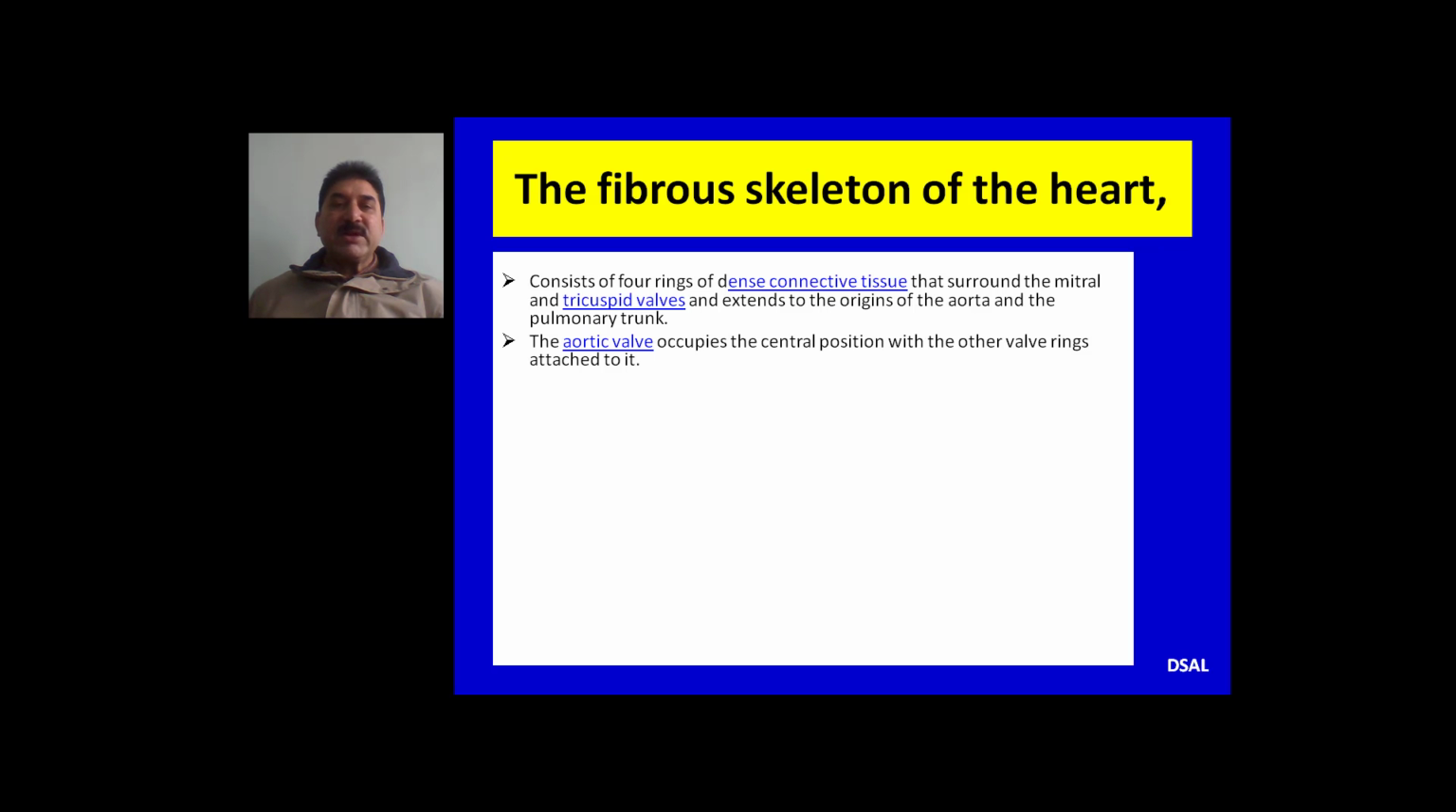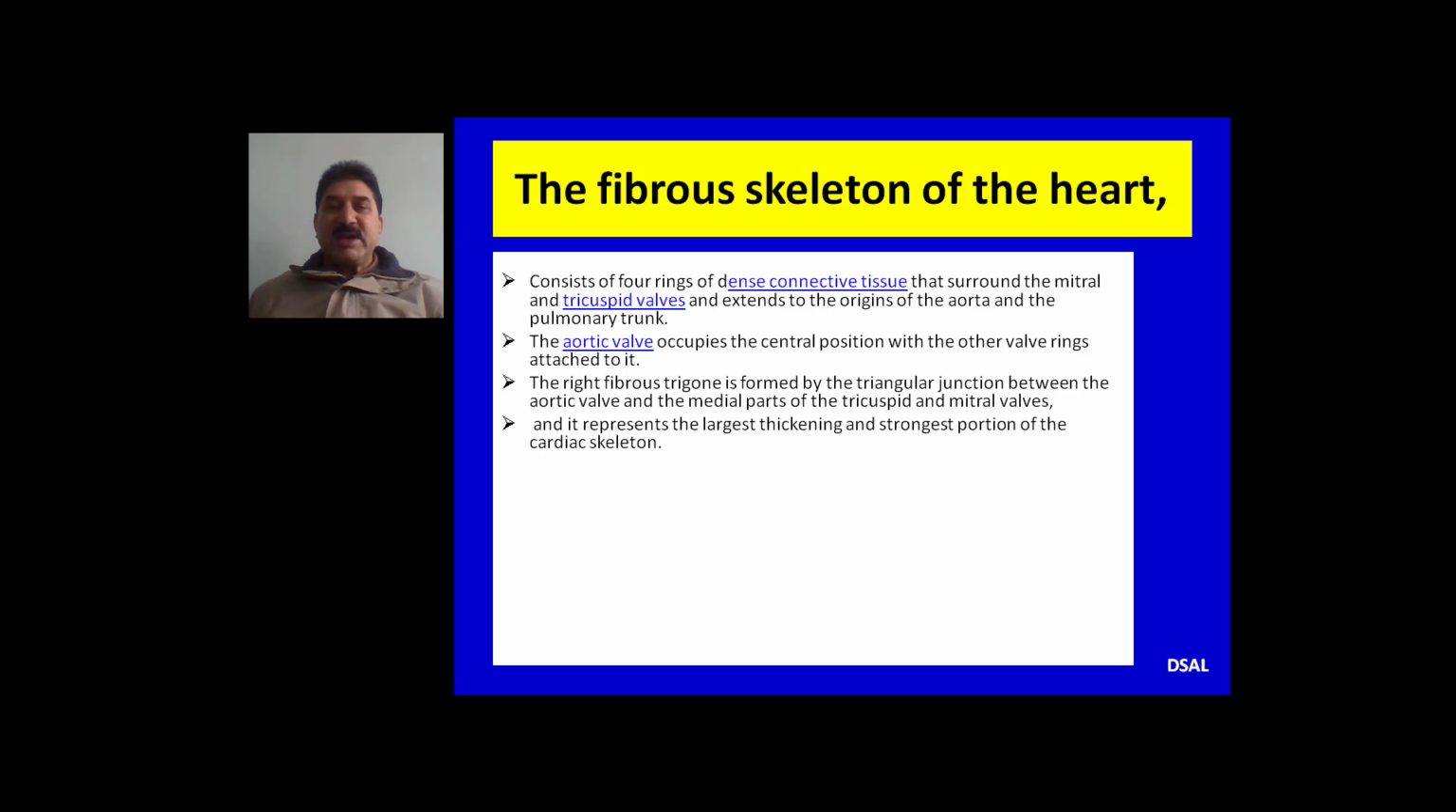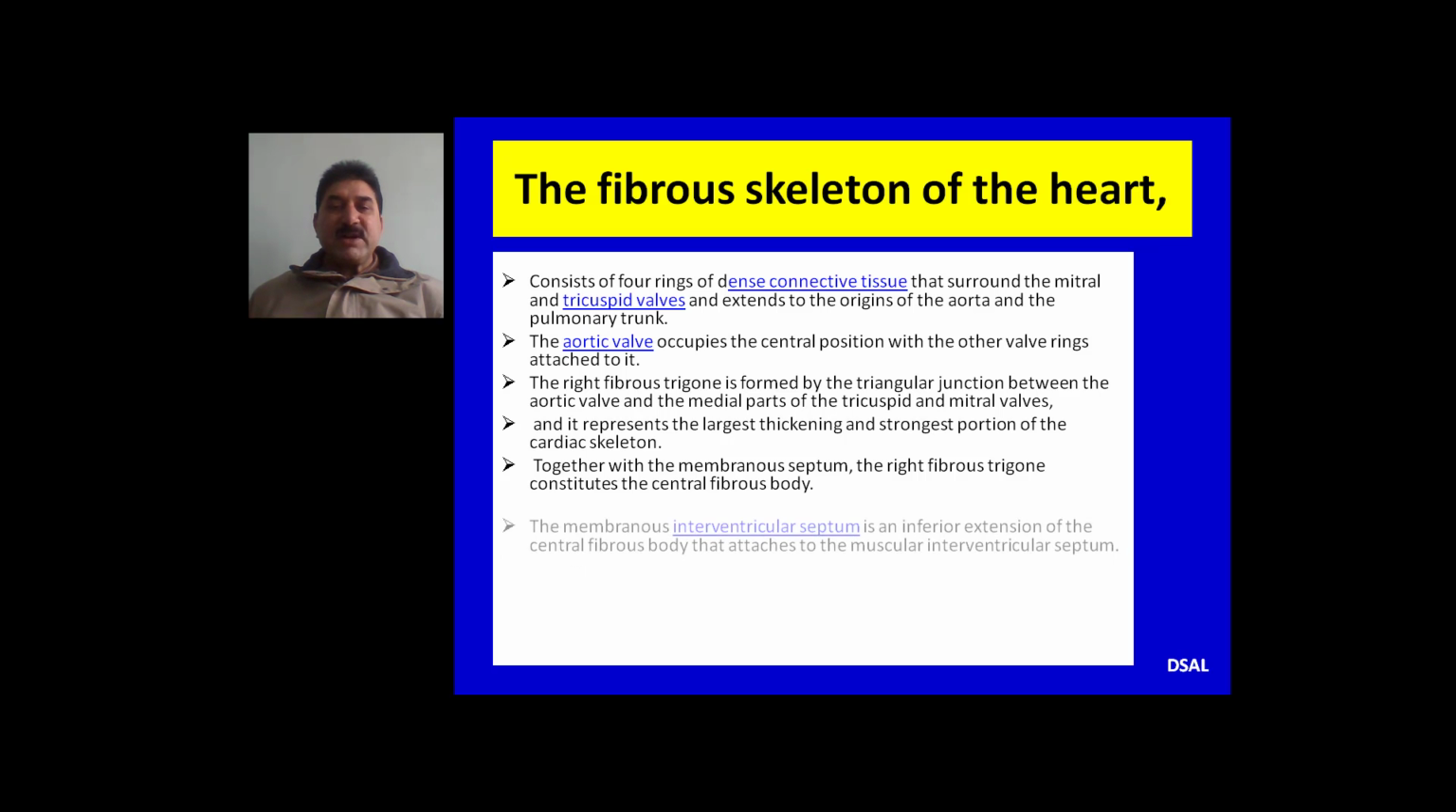The aortic valve occupies the central position with the other valve rings attached to it. The right fibrous trigone is formed by triangular junction between the aortic valve and medial parts of tricuspid and mitral valves, and it represents the largest thickening and strongest portion of the cardiac skeleton. Together with the membranous septum, the right fibrous trigone constitutes the central fibrous body.